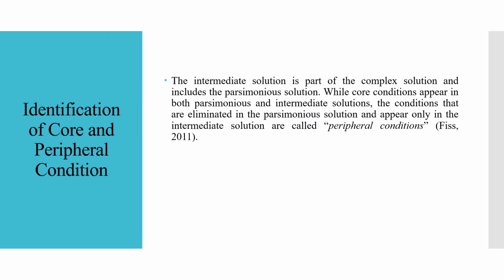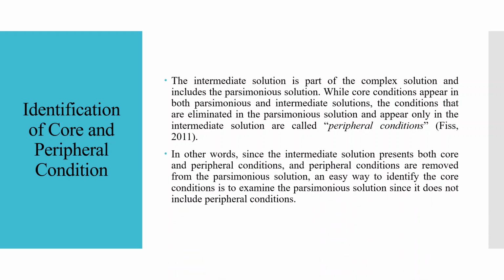The intermediate solution is a part of the complex solution and includes the parsimonious solution. While core conditions appear in both parsimonious and intermediate solutions, the conditions that are eliminated in parsimonious solutions and appear only in the intermediate solution are called peripheral conditions. I will explain this one by one.